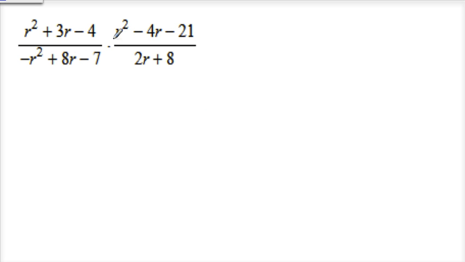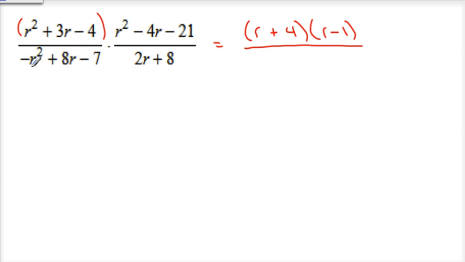So now I have two fractions being multiplied here. r squared plus 3r minus 4 over negative r squared plus 8r minus 7 times r squared minus 4r minus 21 over 2r plus 8. Factor each one of these, okay? So let's factor our first one here. What do I get with the first one? Yes? 4 and 1, so r plus 4 and r minus 1. Okay, verify. You get positive 3 and negative 4. Excellent.